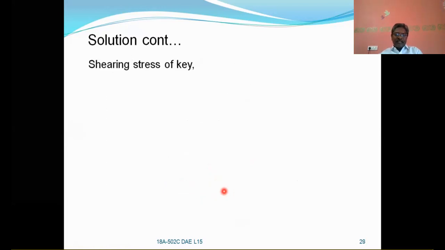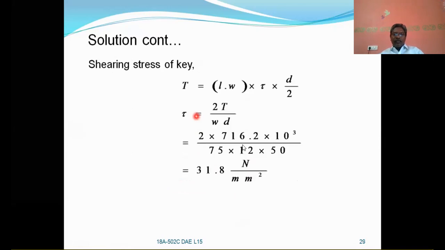So now the shear strength of the key is T is equal to L W into tau into D by 2, and the shear stress of the key is to be calculated. Tau is equal to 2T by LWD. So T is there for you, L is also there for you, W is also there for you, and D is also there for you. After substitution, you got tau as 31.8 Newton per mm square.